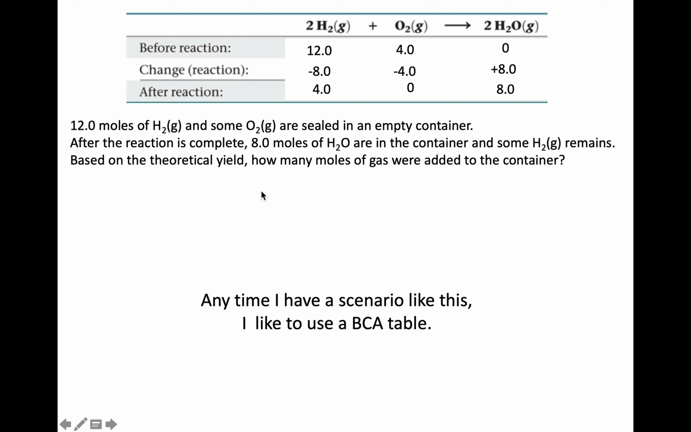Anytime I have a scenario like this to solve, I like to use a BCA table. Once I began using them, I would use them and help students during office hours to try to explain what was going on. But as I became more comfortable with them, I found that they were my own strategy as well. So I'm not going to force you to use a particular approach, but anytime I'm asked to report more than one value, I find it's easiest for me to use a BCA table.